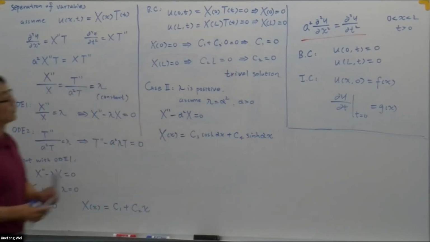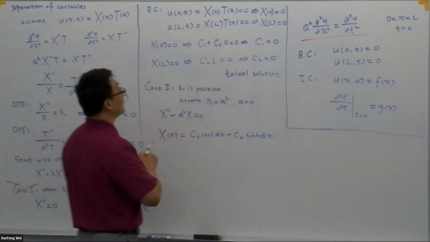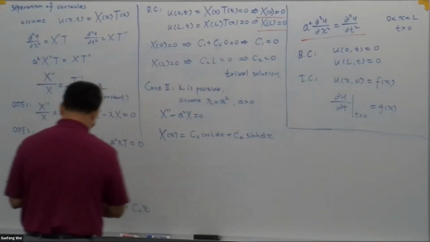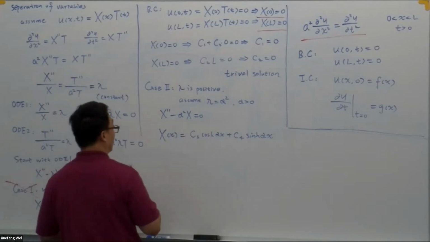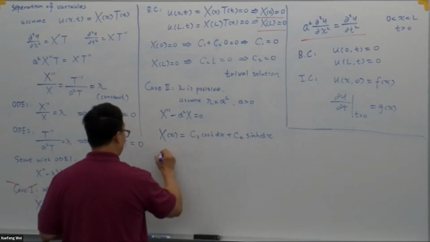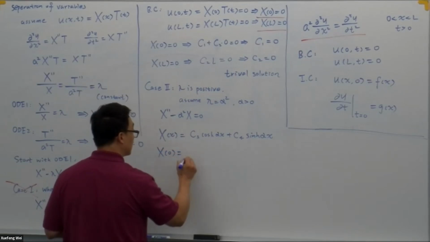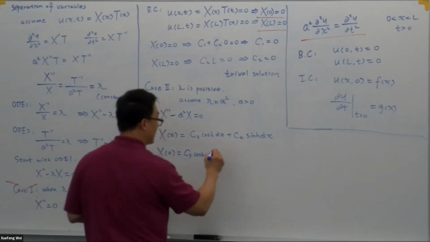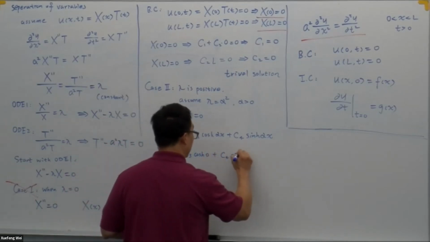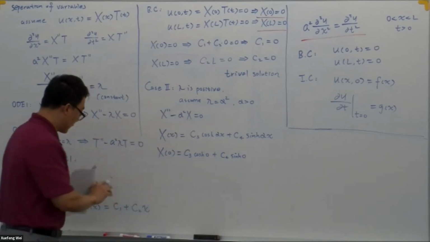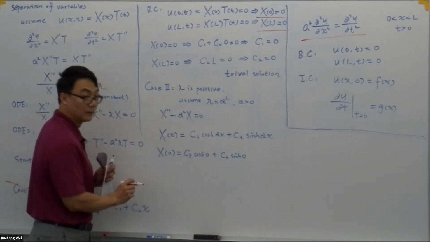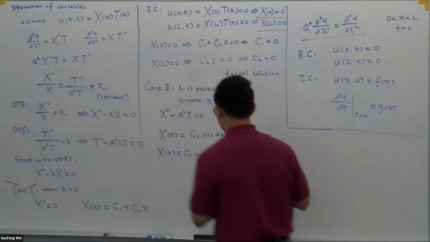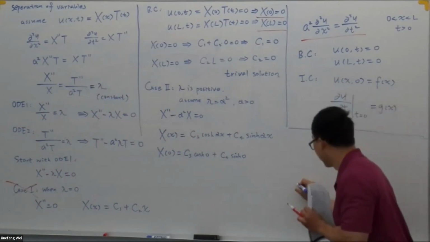Okay, with the same thing, we're gonna plug into these two boundary conditions. So this is my new boundary condition. Okay, apply boundary condition. We can say x(0) is going to be C3 cosh(0) plus C4 sinh(0). Remember, cosh(0) is what? Do you still remember that? Let's look at it again.